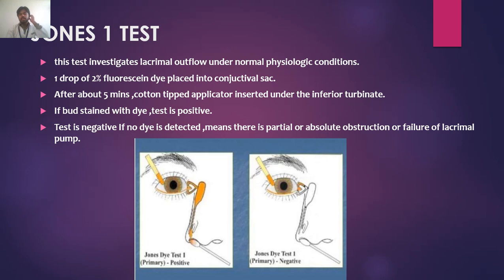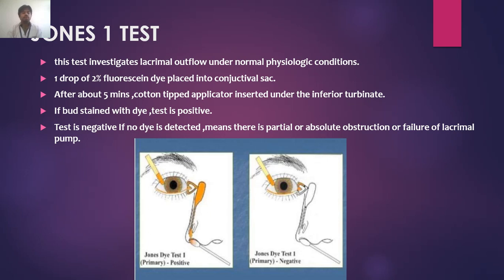Coming to the Jones test, this is to investigate the lacrimal outflow under normal physiological conditions, and whether the lacrimal pumping mechanism is compromised due to trauma. One drop of 2% fluorescein dye is placed in the conjunctival sac. After about 5 minutes, a cotton-tipped applicator. This is the Jones 1 test.